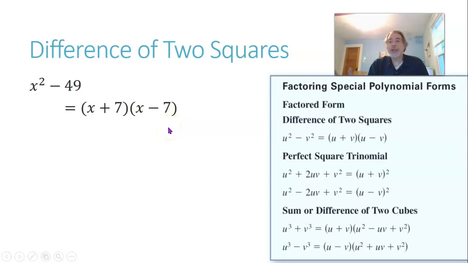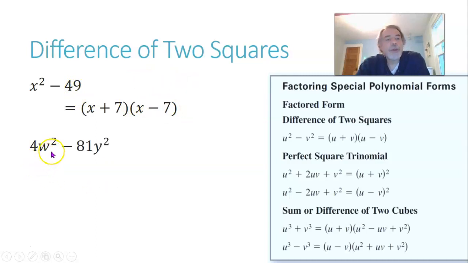And if you wrote those in the other order, that would be fine. Same 2 things multiplied together, order doesn't matter. But one of them has to have a plus and one of them has to have a minus. So that when you multiply this together, x times x is x squared. The outside and the inside cancel each other out. Negative 7x plus positive 7x adds up to 0. And then the plus 7 times the minus 7 gives you the minus 49.